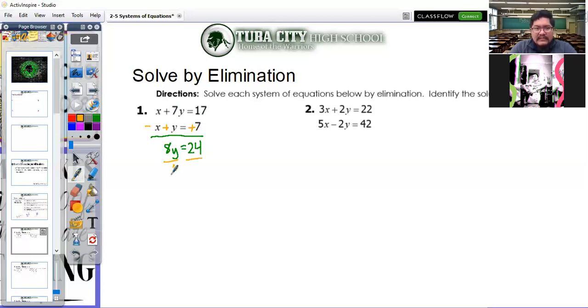Divide both sides by 8 because I want to get this y by itself. y equals, and then 24 divided by 8 is going to be 3. So we have our first solution. And remember, we need 2 of them. So we're going to have this guy help us get the other one.